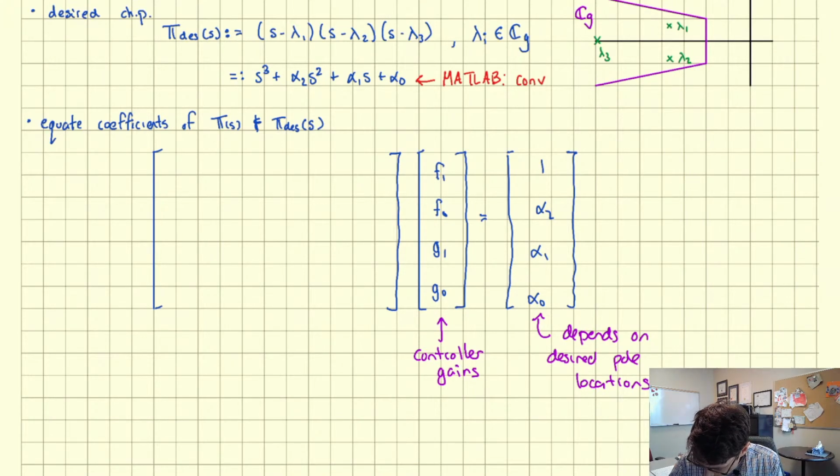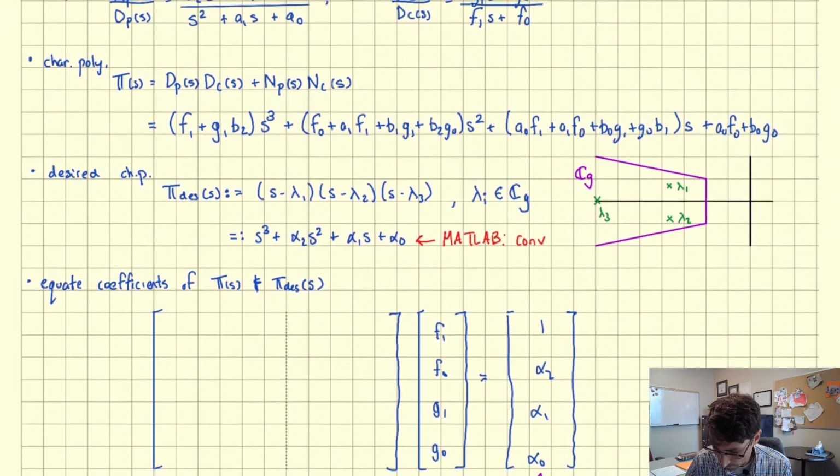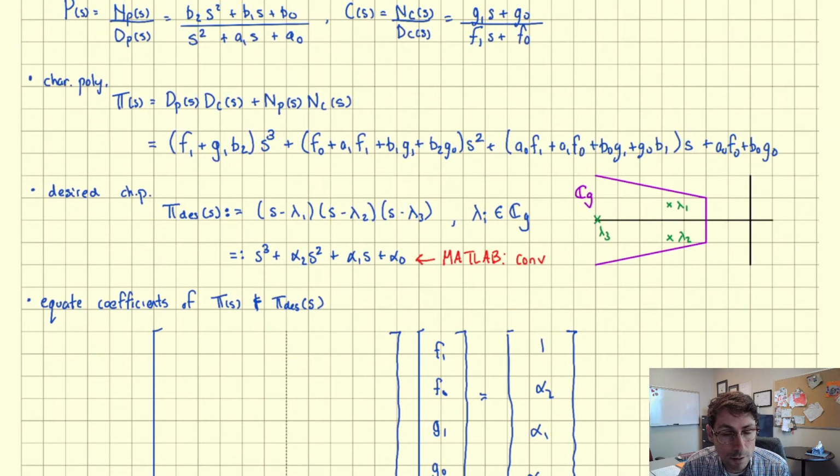So let me partition this into the first two columns and the second two columns. So I'm going to put a partition line here. Actually, let's use a different color. Okay, so the first two columns come from the denominator of the plant. So remember, there's our plant up there. So look at the coefficients of the denominator polynomial for the plant. It's 1, then A1, and then A0. I'm just going to list those coefficients starting from 1 at the top in the first column, and then pad everything with zeros.